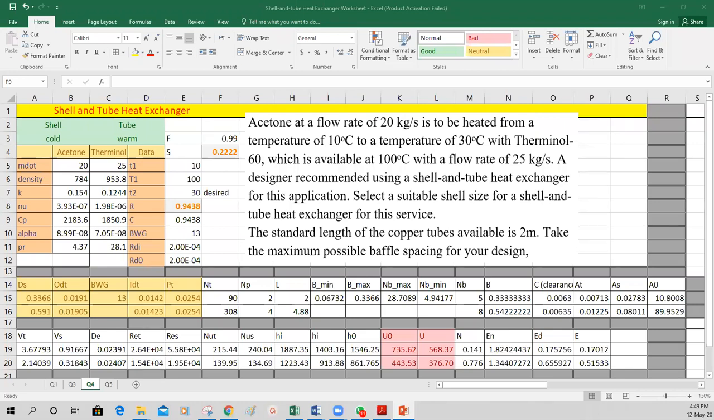Yes. Reynolds number for the tube is 2.637 × 10^4. Good, same answer as we got.